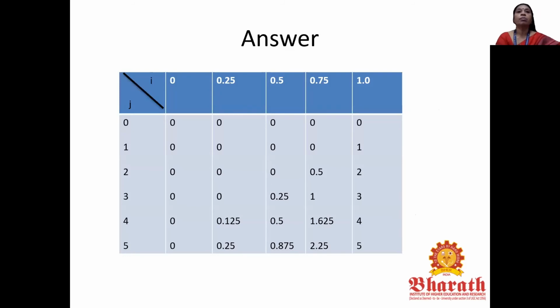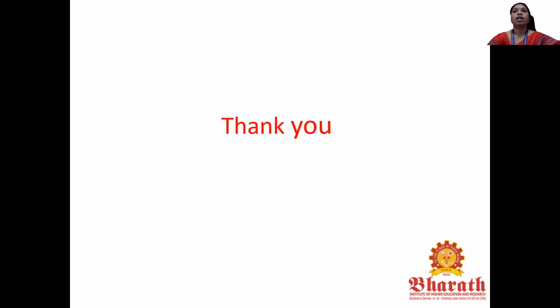So for the answer, we take the increments 0, 0.25, 0.5, 0.75 and 1, because i varies from 0 to 1 and j varies from 0 to 5. Using the previous slide, if you substitute the values, you will get a table like this. And thank you. With this, the topic is over.